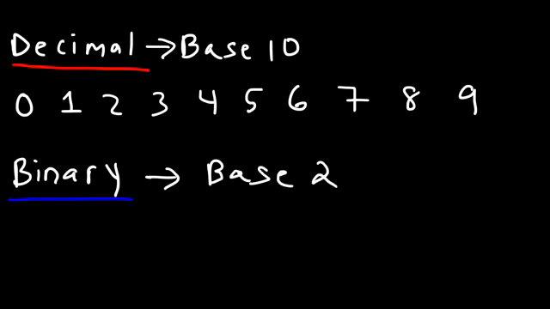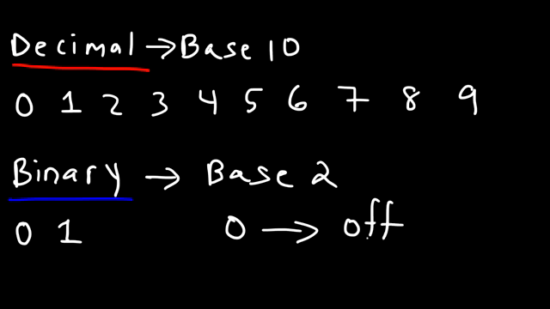It's very useful for computers or any type of digital circuits. There's only 2 numbers here, 0 and 1. In a typical digital computer, 0 means off, 1 means that the system is in the on state.